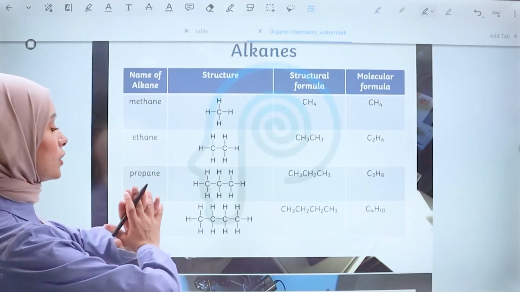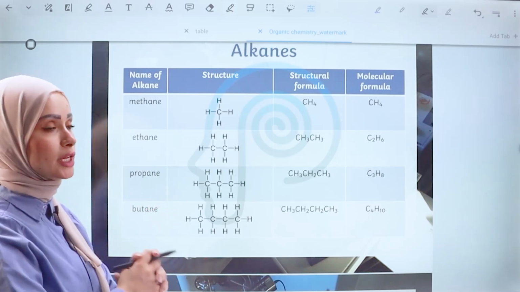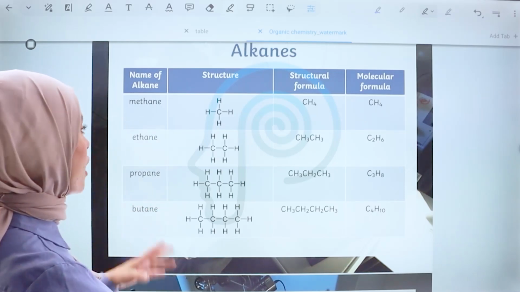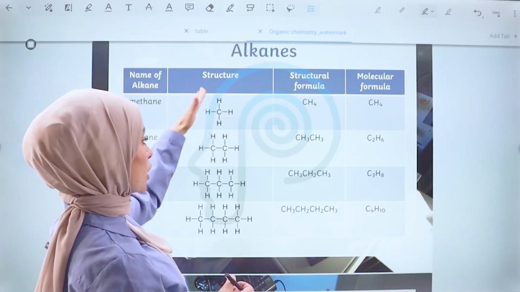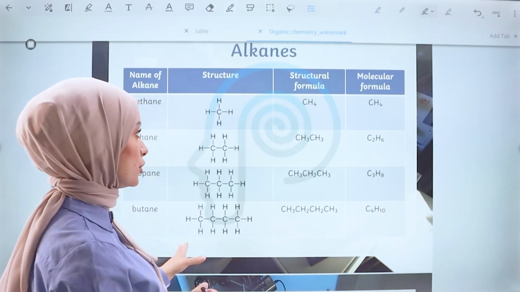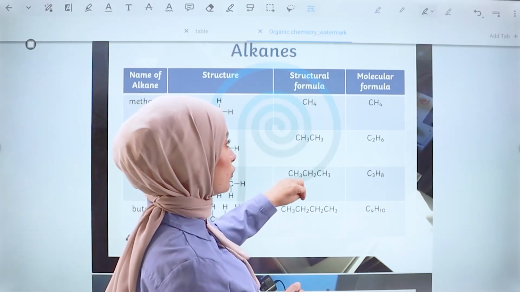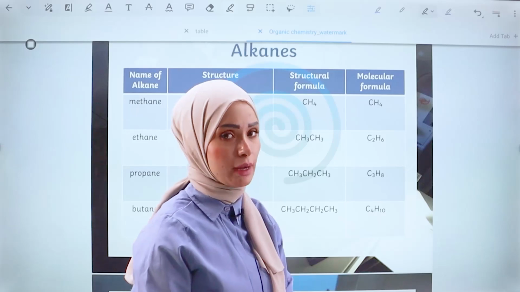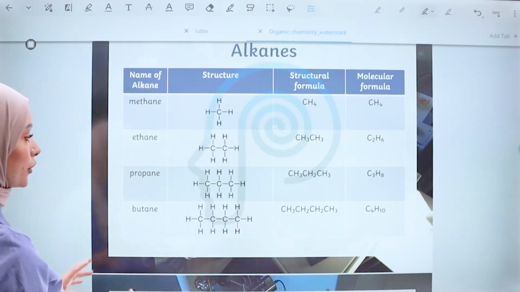Now, I want to tell you that for each hydrocarbon, whether it is alkane, alkene, or alkyne, you have to know that I have the structure of the hydrocarbon, and I have structural formula and molecular formula. This is really important. How to differentiate between them?